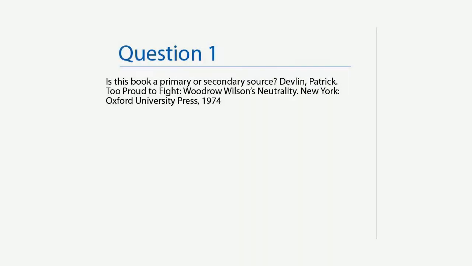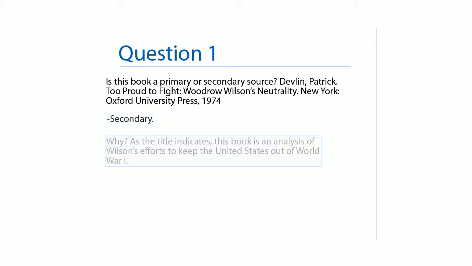Question 1. Is this book a primary or secondary source? Devlin Patrick, Too Proud to Fight. Woodrow Wilson's Neutrality. New York, Oxford University Press, 1974. The answer is secondary. Why? As the title indicates, this book is an analysis of Wilson's efforts to keep the United States out of World War I.